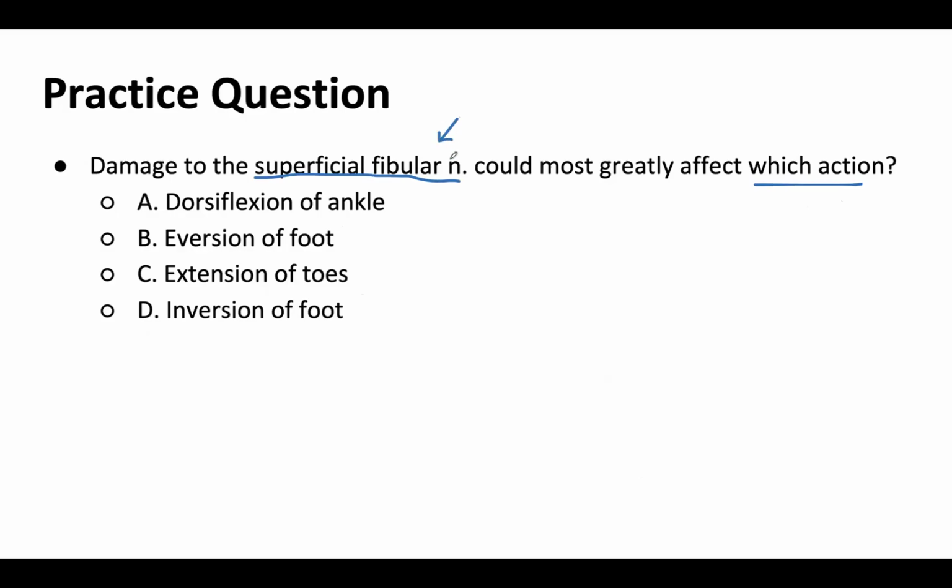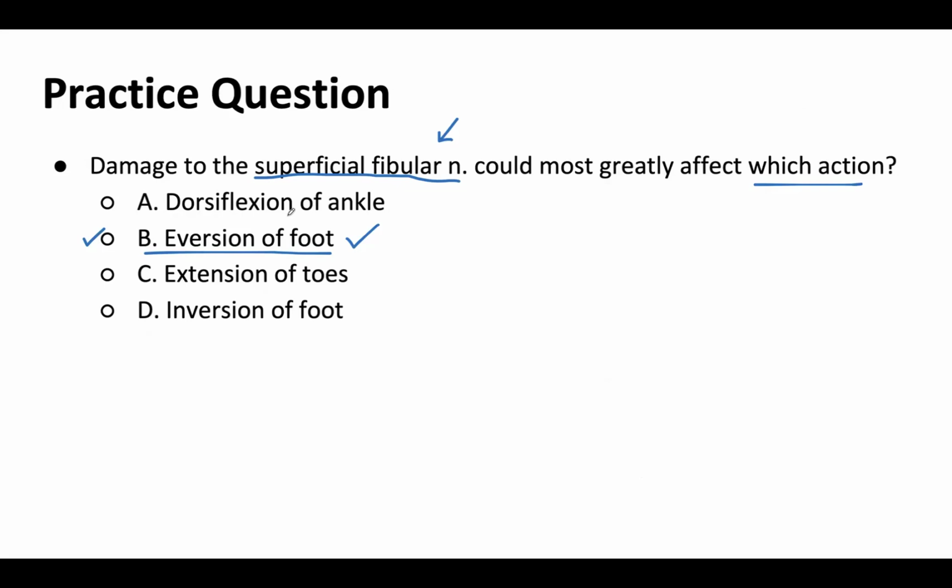Hopefully you remember that the superficial fibular nerve innervates the lateral compartment of the leg. So then you need to remember, what is the primary action of the lateral compartment of the leg? What do you think? Well, hopefully you're landing on B, eversion of the foot. The fibularis longus and brevis are the primary everters of the foot. They also play a role in plantar flexion, which is not one of our answer choices here, but eversion still would have been the better answer because that is its dominant role.